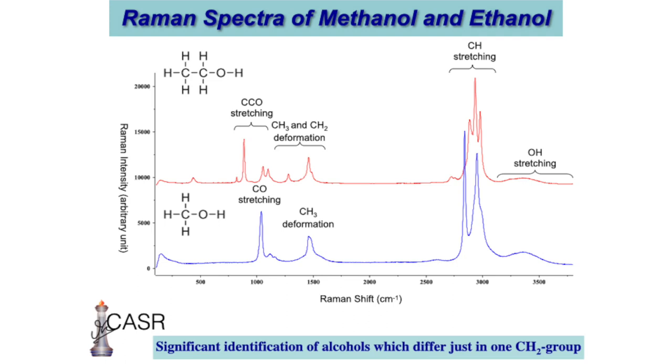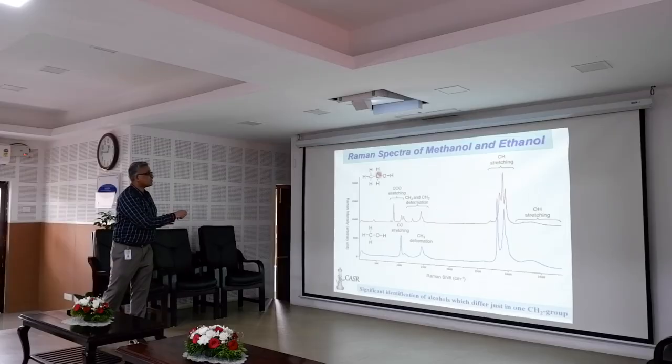Okay? So, first one is, you see, Raman is so interesting that I have taken two examples. One is methanol, another one is ethanol. And my joke always is, one you can drink, one you cannot drink. Right? Yes or no? So, how do I find out whether it is too different, right? Methanol has no CH2.